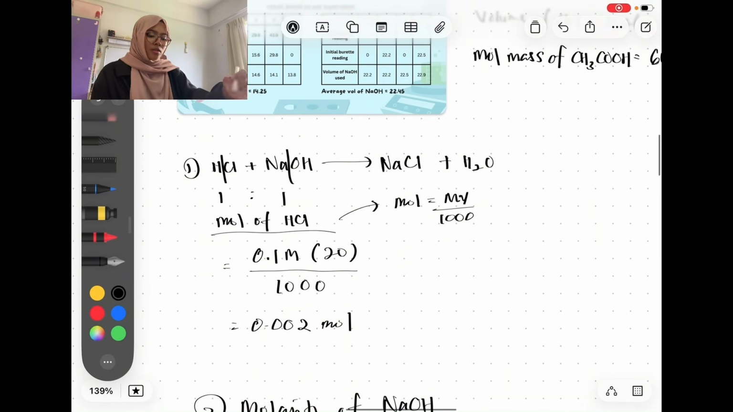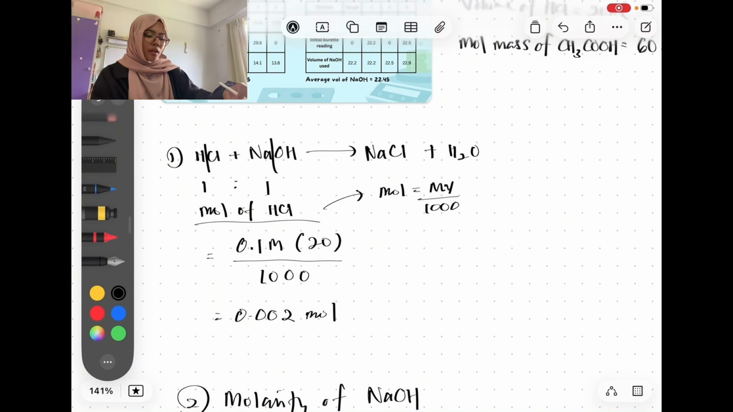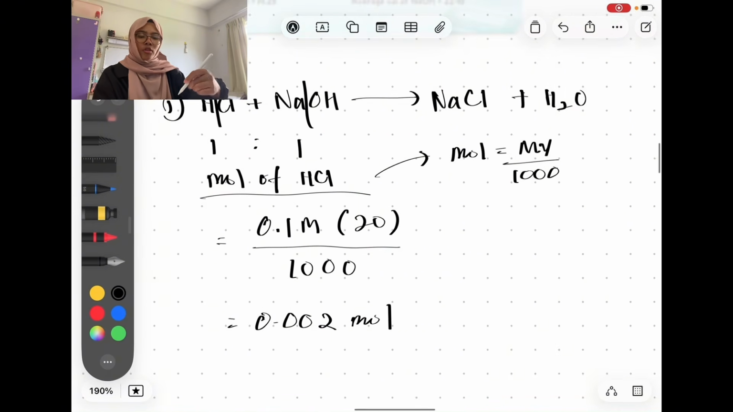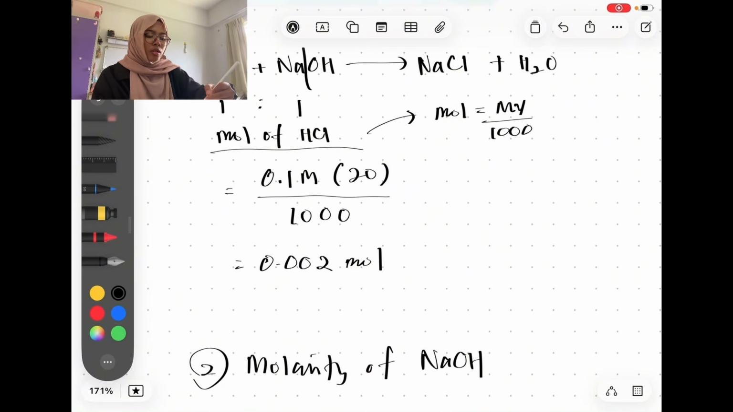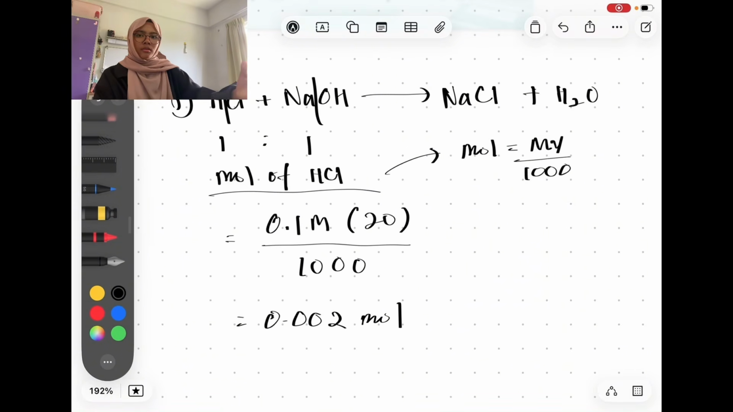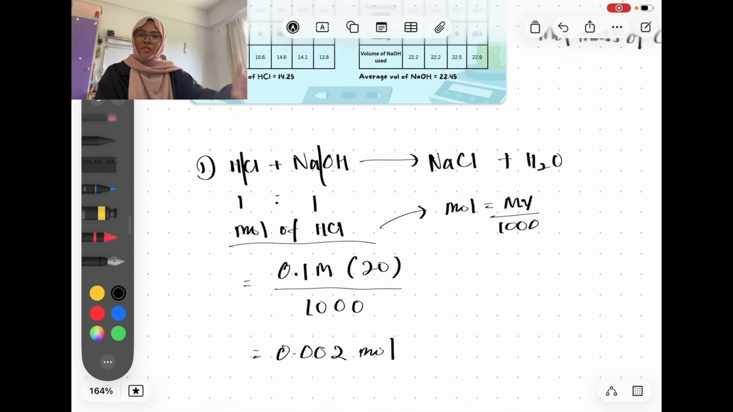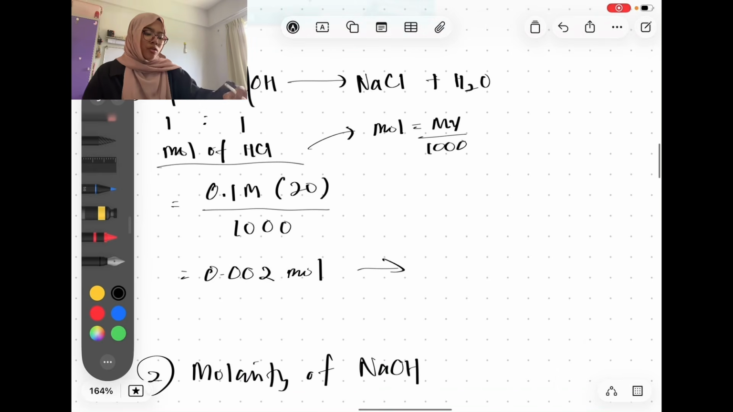From the information, we can find the mole of HCl. To find the mole of HCl, we use the formula of mole. It is mole equal to MV over 1000. So we fill in the formula: 0.1 times 20 over 1000, and you will get 0.002 mole. Okay, but we need to determine the molarity of NaOH. When we search for it, because we only have information for HCl, from the equation we find the ratio of HCl and NaOH is the same. It is 1 over 1. So NaOH also has the same mole as HCl.